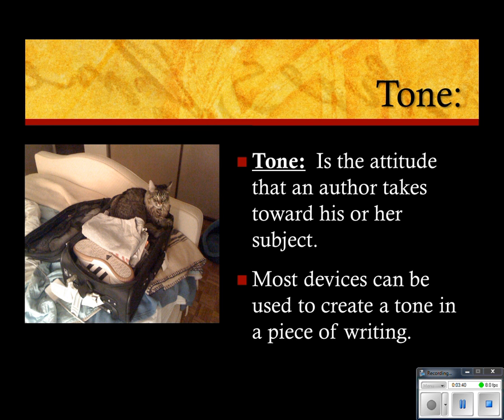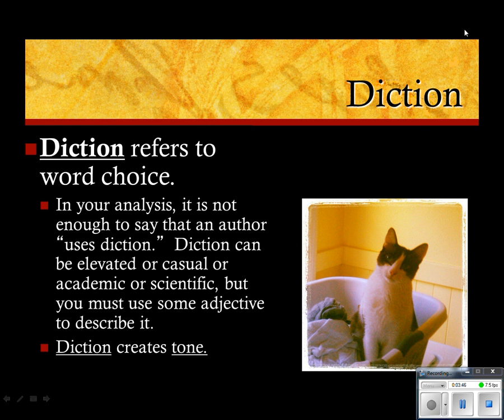Similes, metaphors, word choice, sentence patterns, a lot of things can be used to create the tone. Diction refers to word choice. So when you're naming the device and you notice a pattern of the words that the author is using, it's not enough to say that the author uses diction. If you say that the author uses diction, all you're saying is that the author has used words. And of course the author has used words. We assume that anybody who is writing is using words.